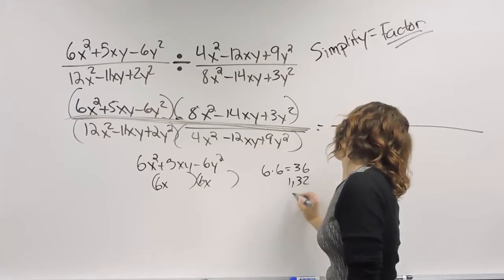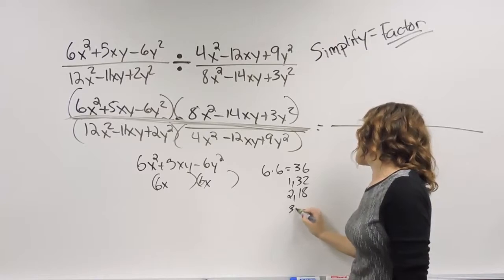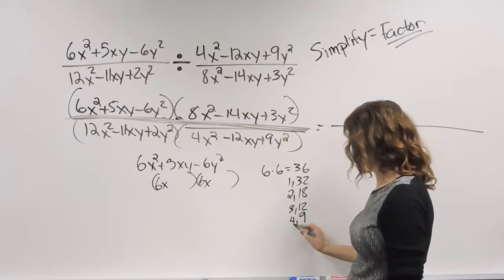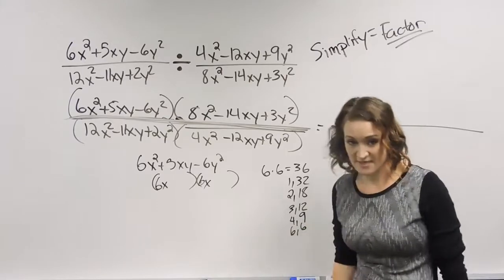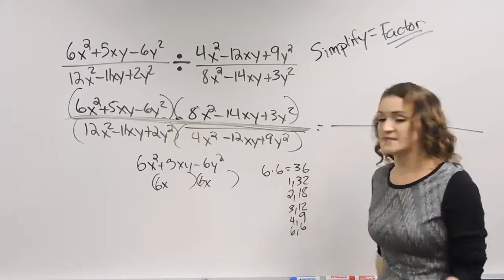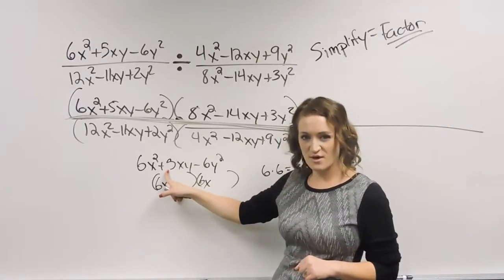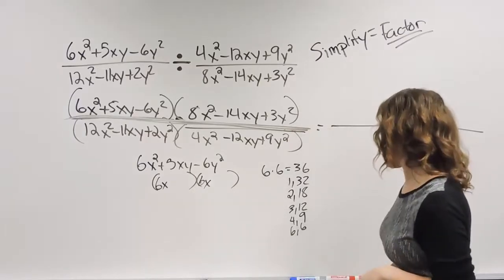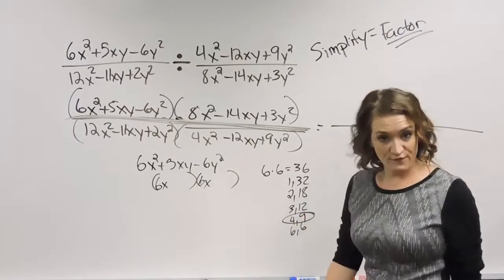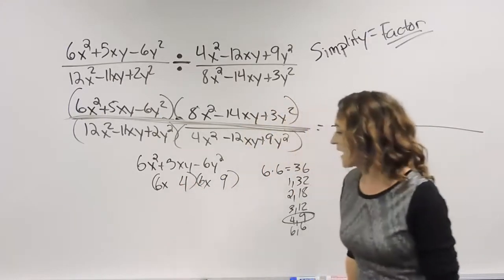1 times 36. 2 times 18. 3 times 12. 4 times 9, and 6 times 6. Now what we're looking for is which combination of these is going to add or subtract to get a 5, our middle term. Looking at these combinations, it would be a 4 and a 9. So I'm going to put in the 4 and I'm going to put in the 9.